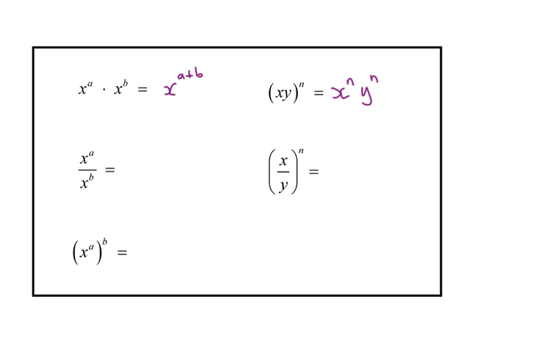When we're dividing with the same base, we subtract. Power of a quotient law, same idea as the power of a product law. That n applies to everybody inside. Anything to the power of 0? 1. And a power to a power, we multiply a times b.